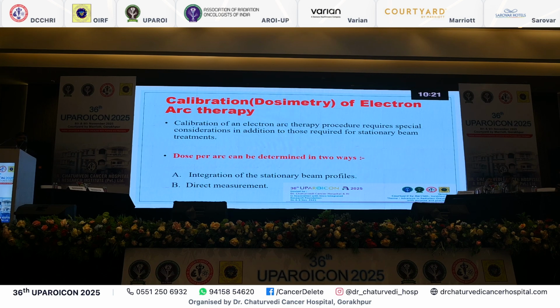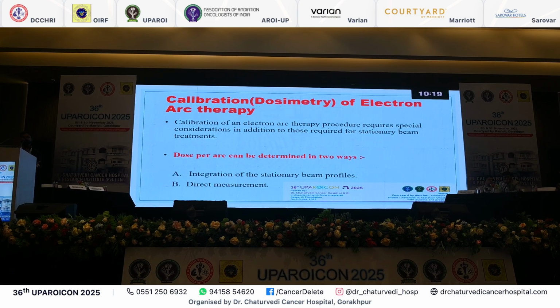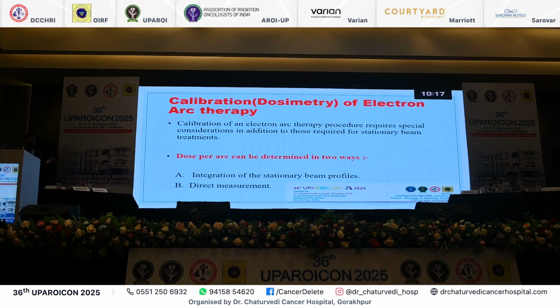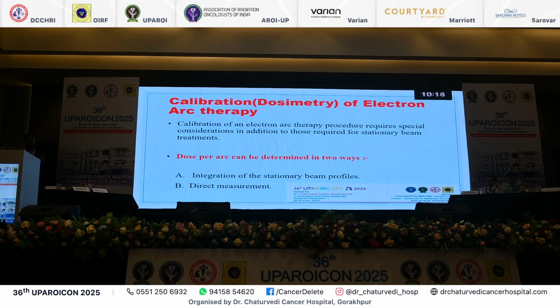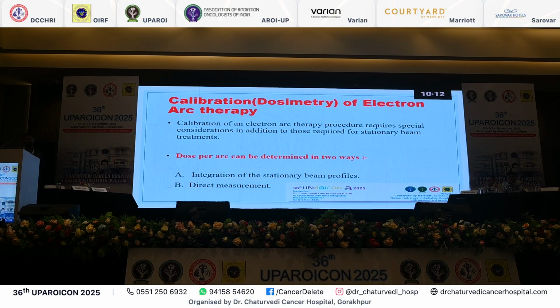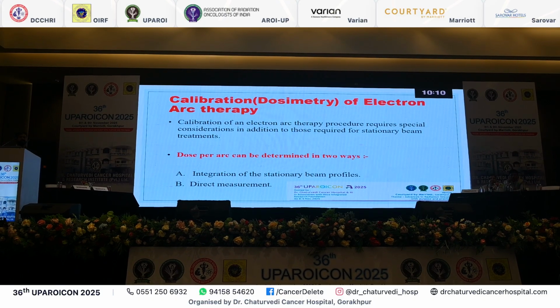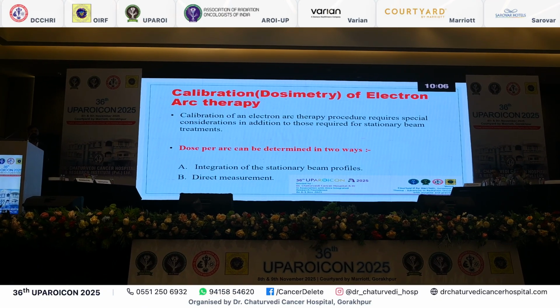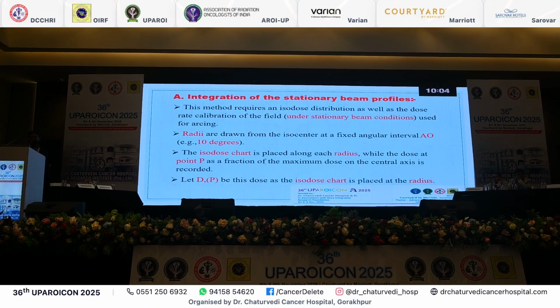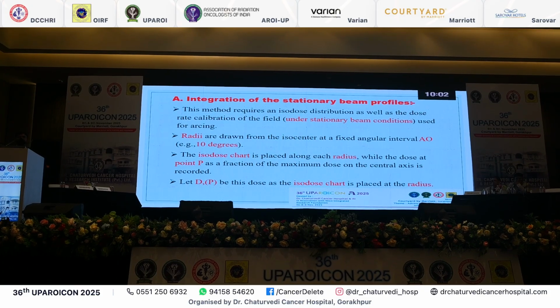The main part is electron arc therapy dosimetry. How do we calculate the dose of electron arc therapy? There are two methods. One is integration of a stationary beam profile, and the other is the direct method, direct measurement in a cylindrical phantom. I will show you. First is integration of the stationary beam profile.